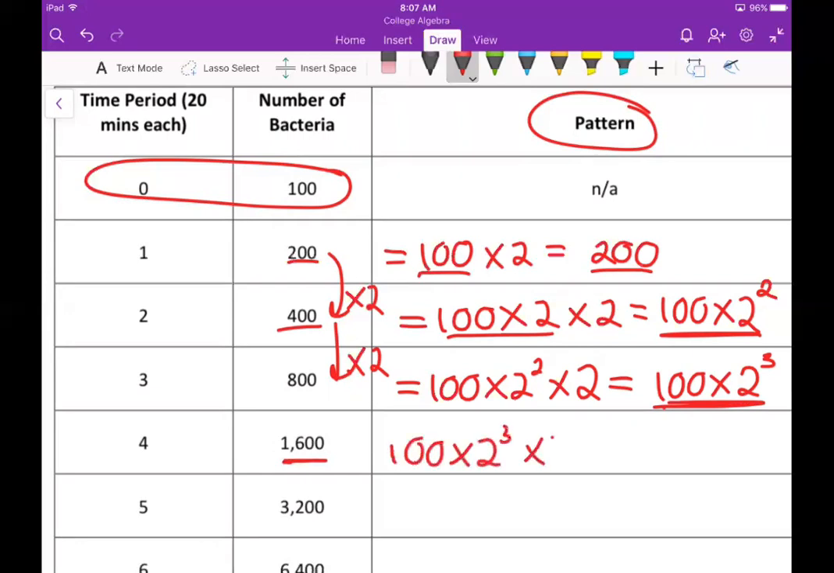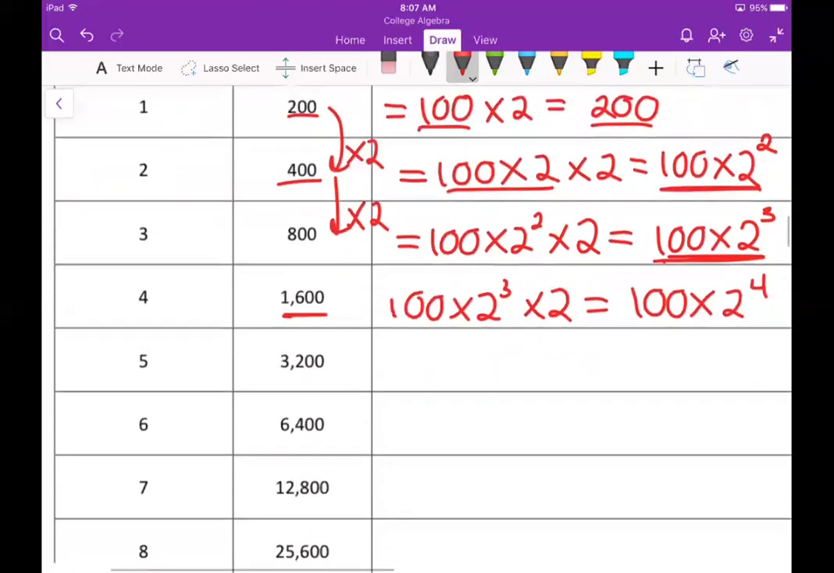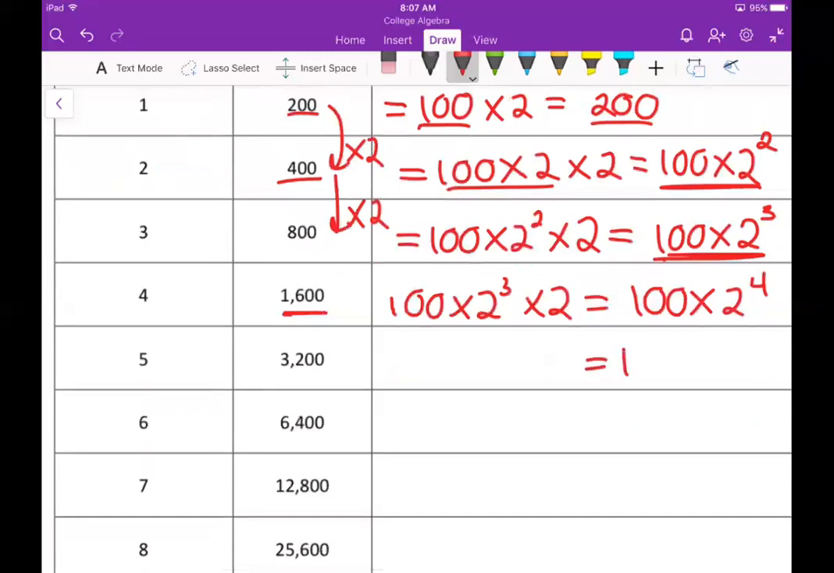I'll take 800 times 2, and that will be my 1600, which I'll think about as the original amount times 2 four times. If we continue that pattern, to get to the next one, I need to take the previous one times 2 again. That'll be 2 to the 5th.